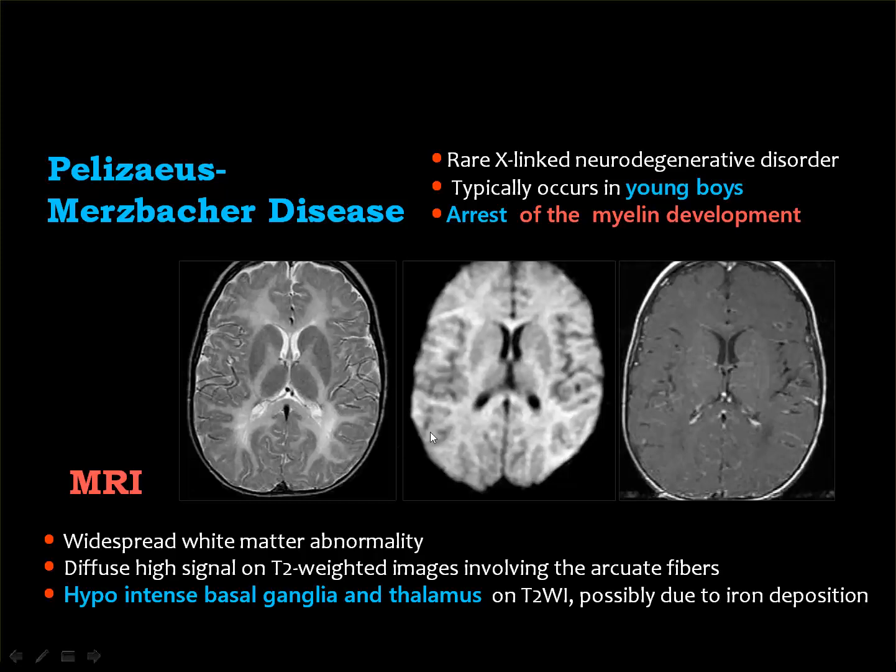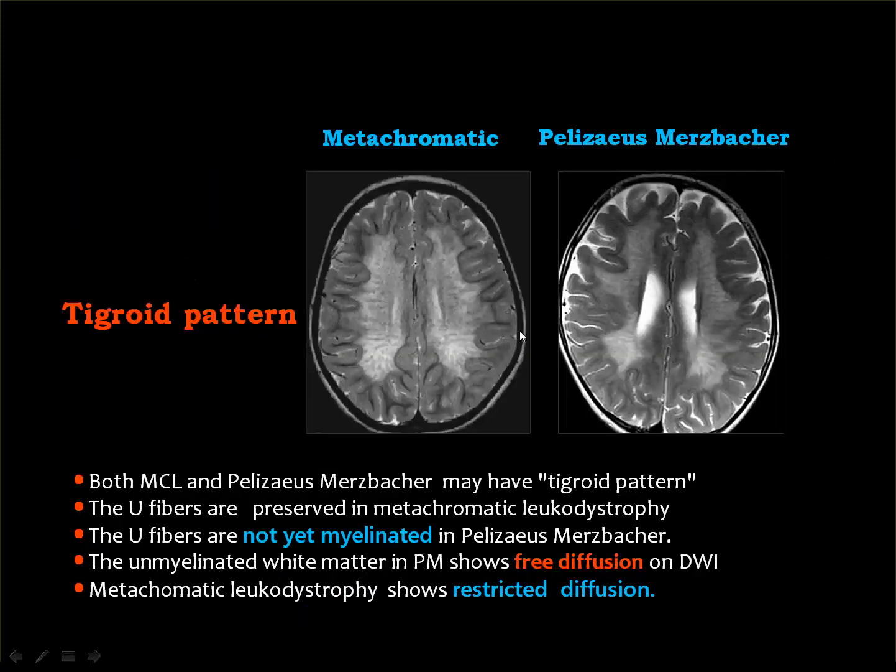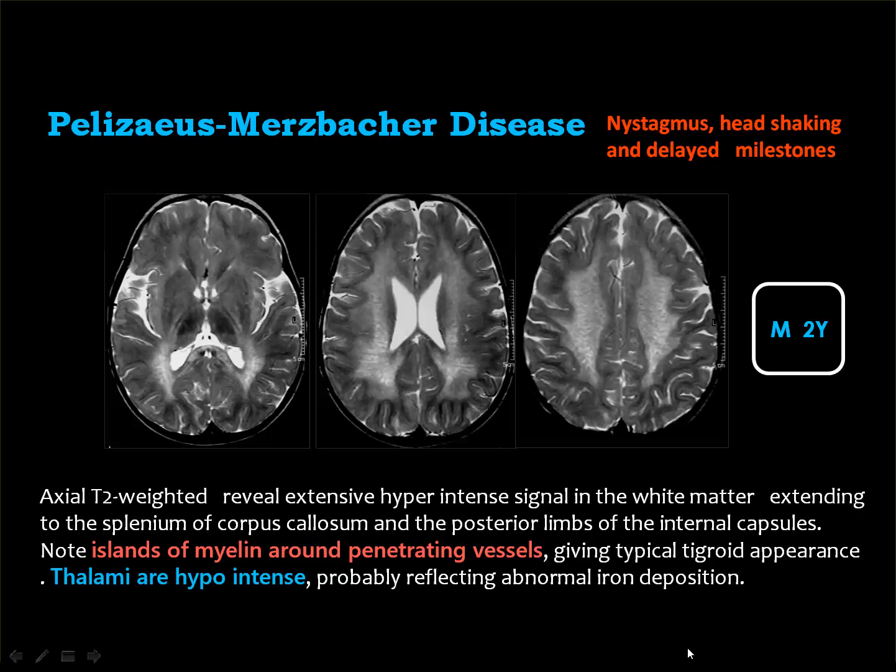One of the characteristics of metachromatic leukodystrophy is the sparing of the subcortical U fibers, but in this disease, the subcortical U fibers are not yet developed. Then if you look here, you see the tigroid pattern, which is a prominent feature of metachromatic leukodystrophy and also a feature of Blasius-Merzbacher disease. The U fibers are not yet myelinated in this disease, and the changes will show diffusion free, while the metachromatic leukodystrophy will show restricted diffusion.